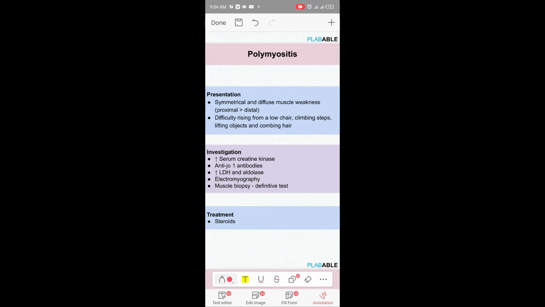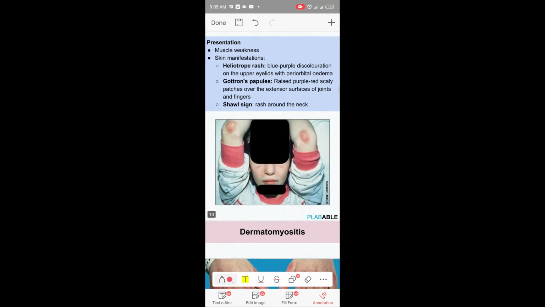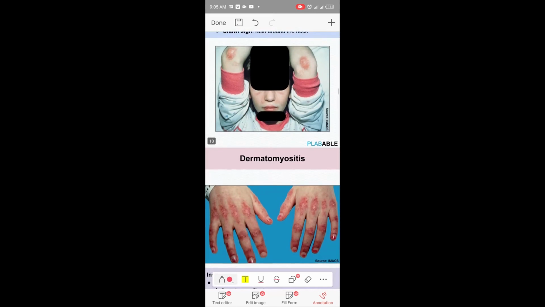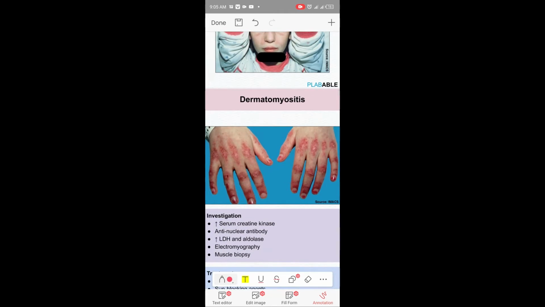So that's all about polymyositis and dermatomyositis. We have also covered dermatomyositis, so you can have a look over that. Heliotrope rash, Gottron papules, the shawl sign, a rash around the neck. So, skin involvement in dermatomyositis. You can see the Gottron papules over here.